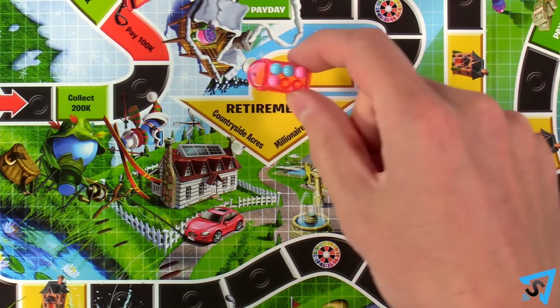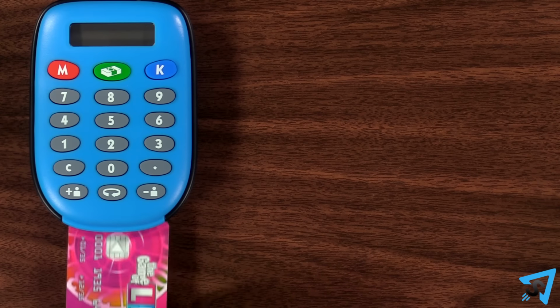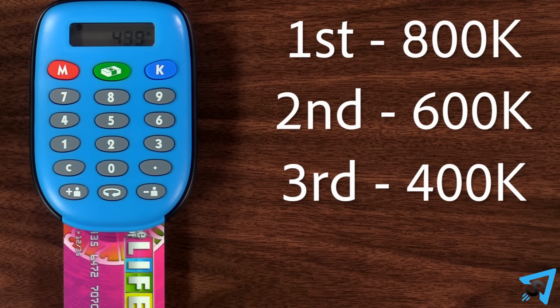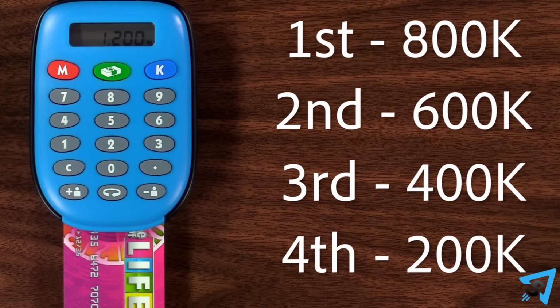When you reach retirement, collect a retirement bonus. The first to arrive gets $800K, second, $600K, third, $400K, and last gets $200K.